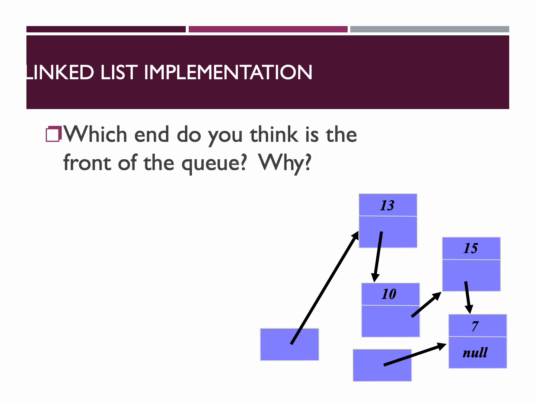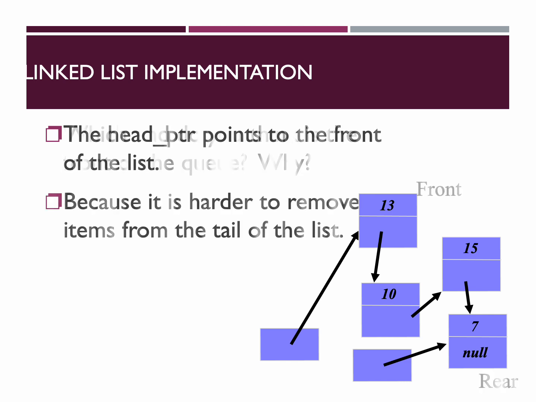Now here, which end do you think is the front of the queue and why? Does it matter which end of a singly linked list we use for the front of the queue? Of course, we could put the front of the queue at the end of the linked list, but it would be hard to remove an item. Do you see why? The head pointer points to the front of the list because it is harder to remove items from the tail of the list.